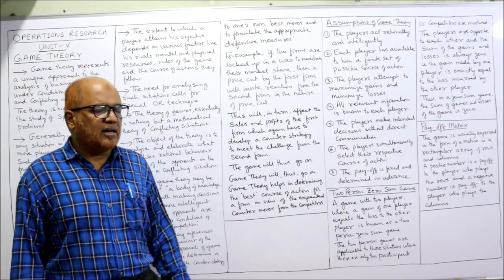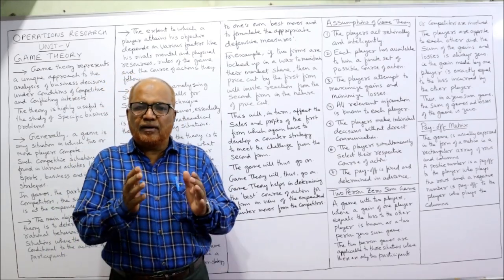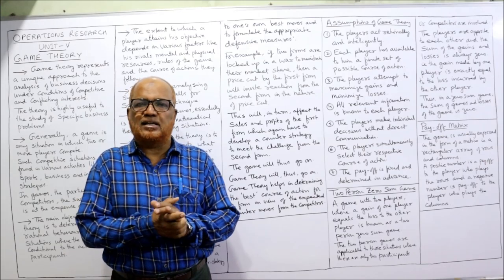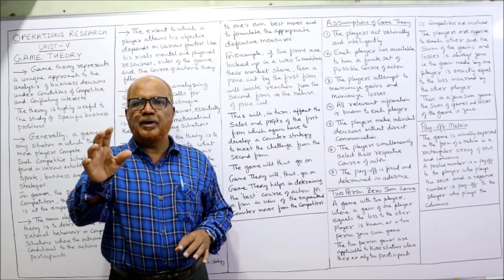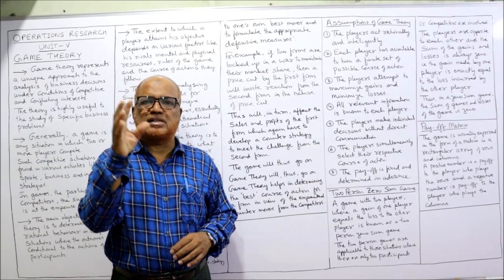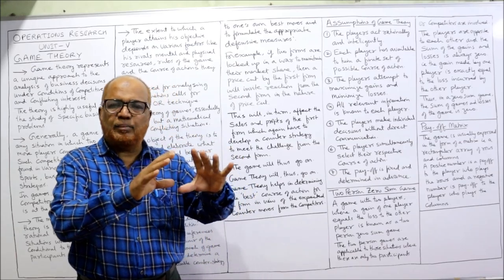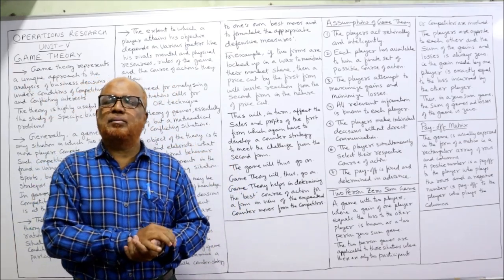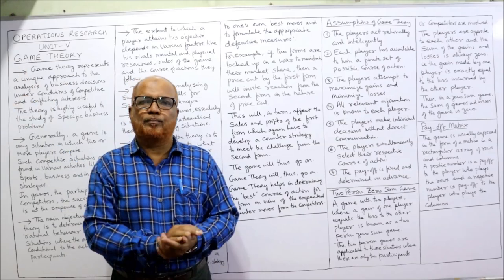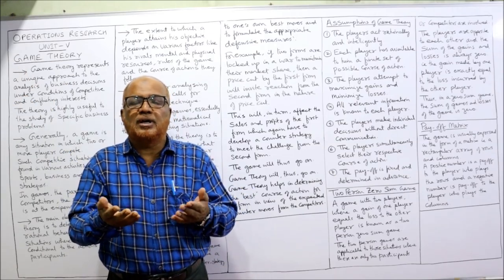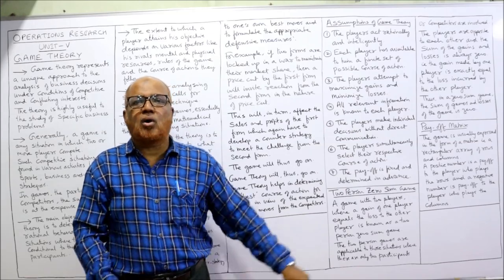Lastly, the payoff is fixed and determined in advance. Payoff means the outcome of the game. If firm A selects the A1 strategy and firm B selects the B1 strategy. So firm B has B1, B2, B3, B4, B5, and firm A has A1, A2, A3, A4, A5. So 5 strategies are available for firm A and 5 for firm B. Now firm A has selected A1, firm B has selected B4. Then what would be the outcome? If these 2 strategies are taken by A and B, that outcome is called payoff.